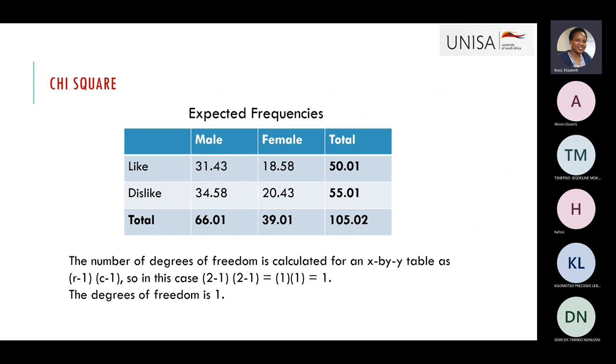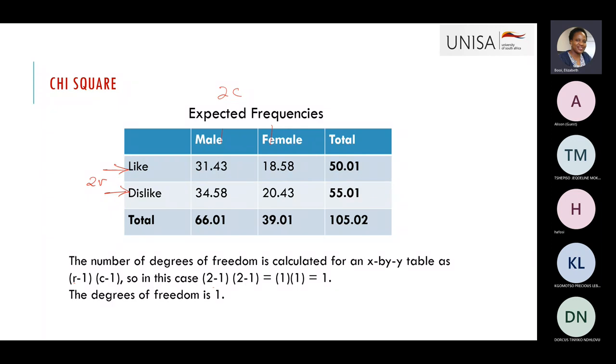Once we have calculated the expected values, let's find the degrees of freedom. How many rows do you count, except the total? 1, 2, there are 2 rows, and columns, 1, 2, there are 2 columns. Remember, R means rows, there are 2 of them, and C, there are 2 of them. So 2 minus 1 times 2 minus 1 is 1 times 1, which equals 1. So our degrees of freedom is 1.